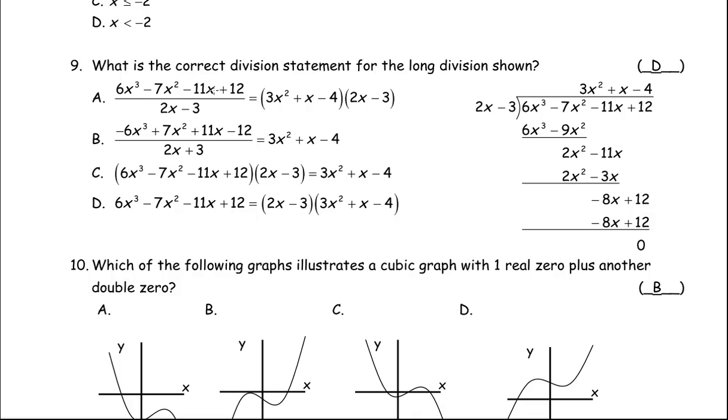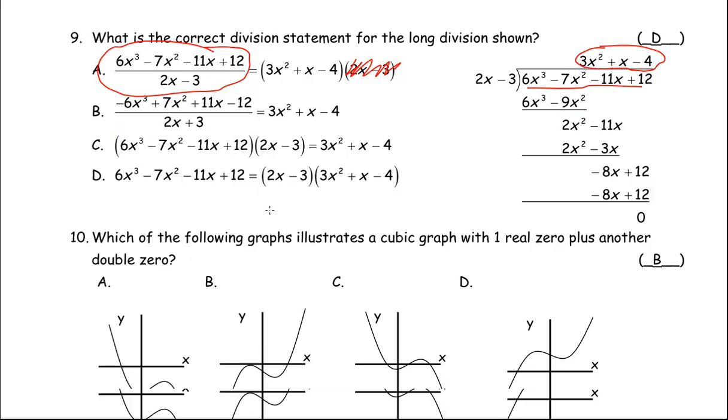Now, A is kind of similar to another correct way to write a division statement. Since this 2x minus 3 divided into this polynomial evenly, if you take that polynomial and divide it by 2x minus 3, and that's what this is saying right here, you should get 3x squared plus x minus 4. So if this 2x minus 3 wasn't there, then that would be another correct way to write the division statement. But it is, so D is the only correct answer here.